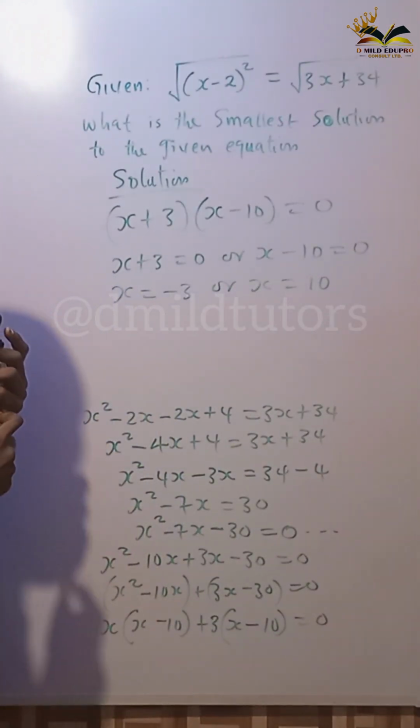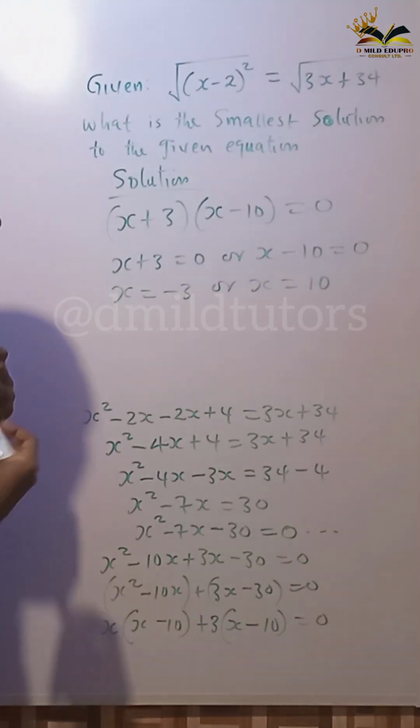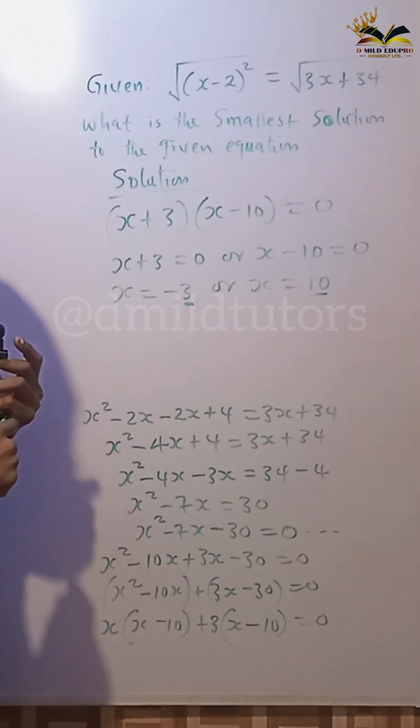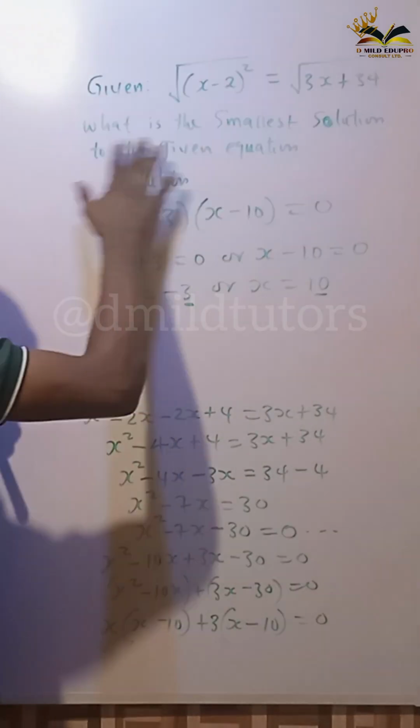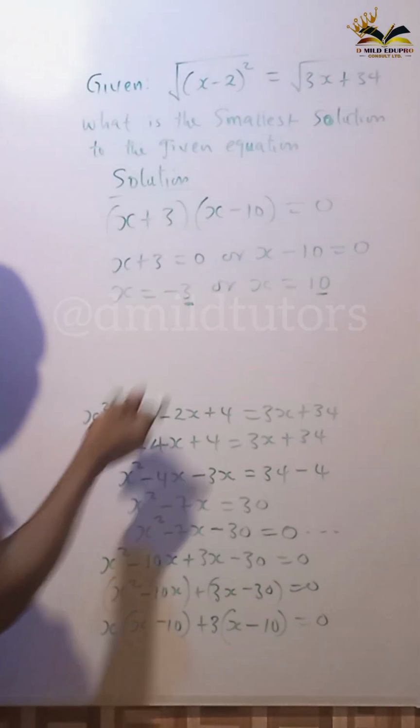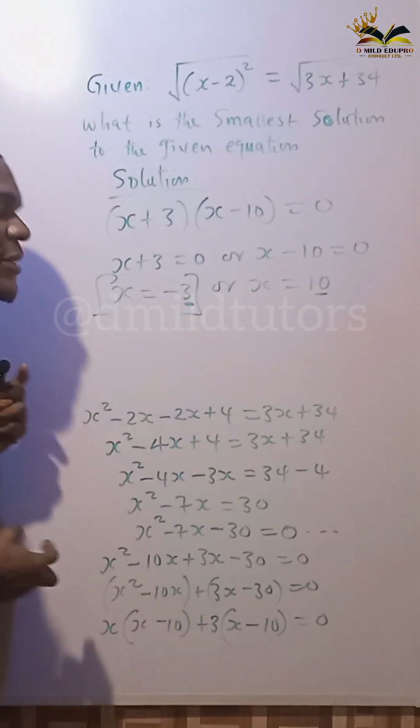Now if you look at this very well, which among these numbers is the smallest? Definitely minus 3 is the smallest. So what is the smallest solution to the given equation? The smallest solution to the given equation is x equals minus 3.